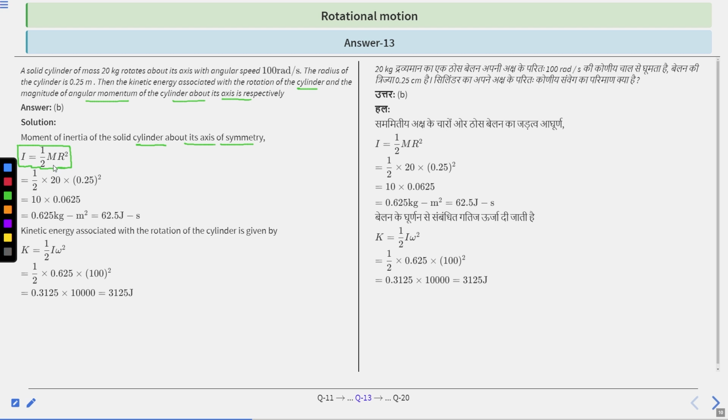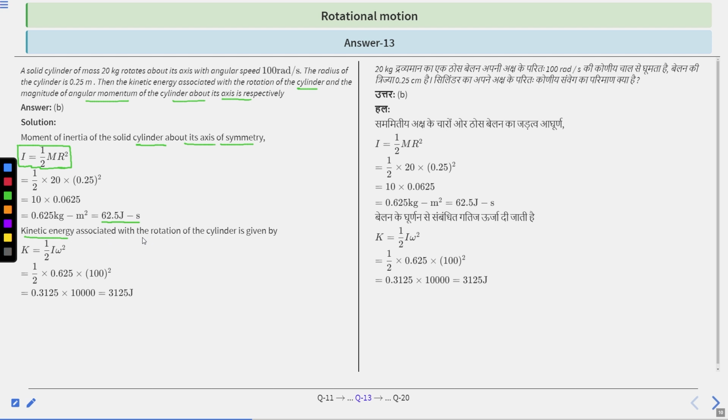So half, M is 20 kg, which is given in this question. Put here: half multiplied by 20, and the radius is 0.25 meter, radius whole square. Calculating, I equals 10 multiplied by 0.0625. After calculation, you will get 62.5. This is the moment of inertia. Clear? And second is kinetic energy.